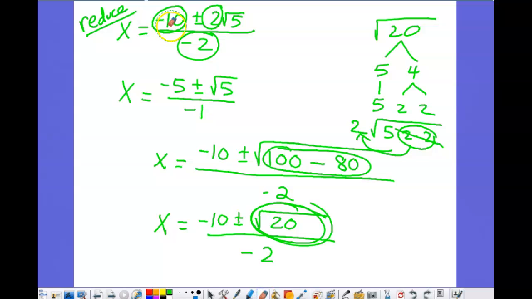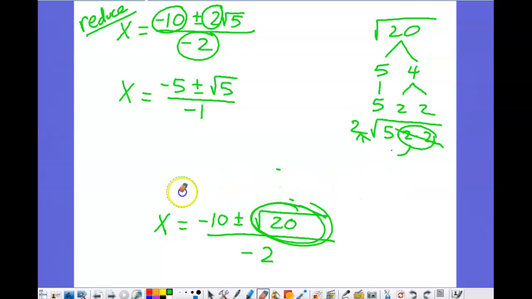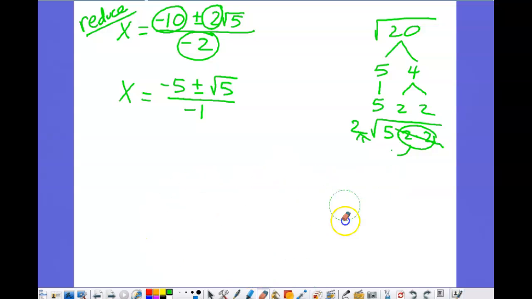All right. So these three here reduce. Wait. I'm gonna erase down here. Okay. Almost there. Now this is one little exception.